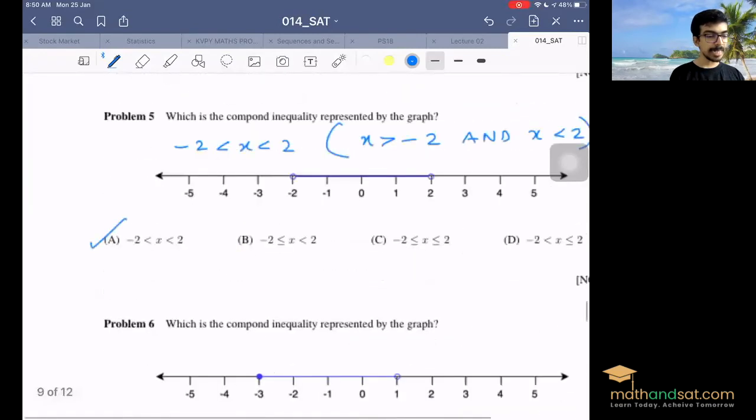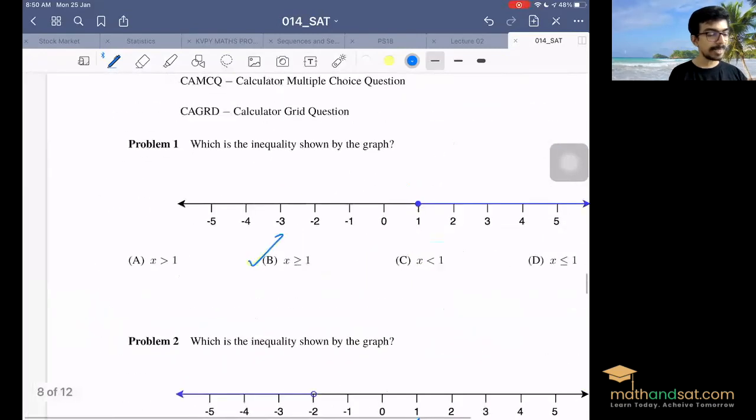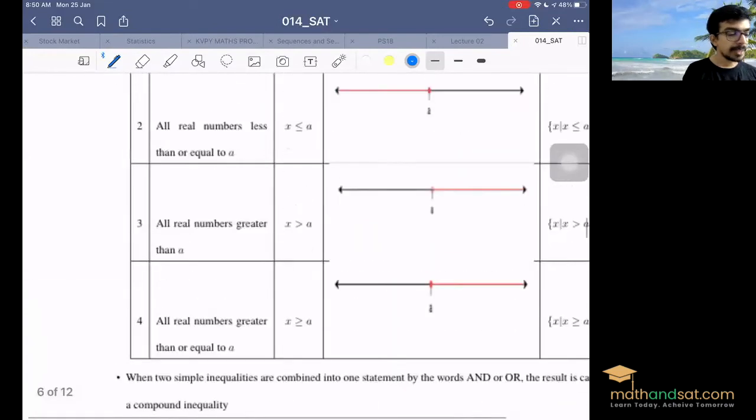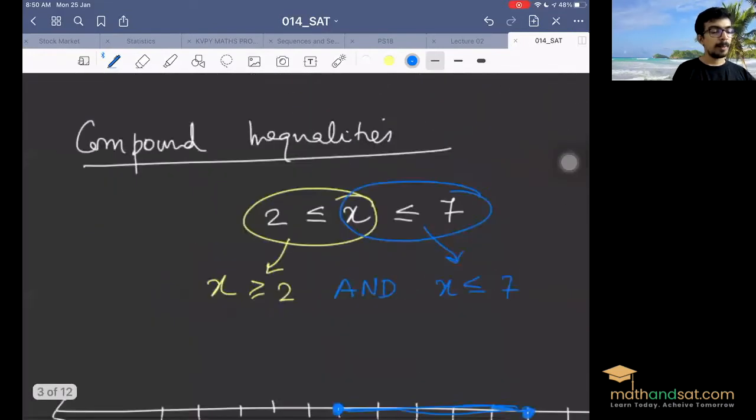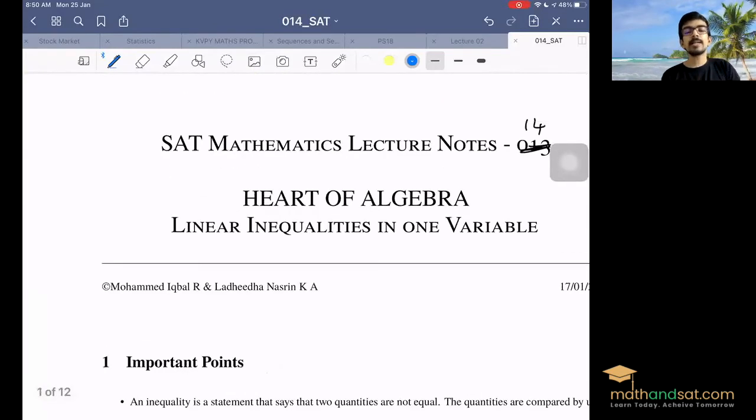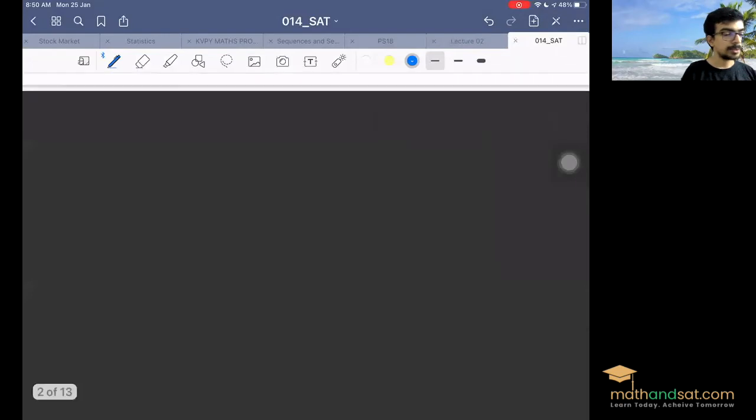So I have already shared the sheet with you, but I updated this. I'll just share the updated sheet. This is just basic idea, but the main idea is actually about solving the linear inequalities. So how do you solve a linear inequality? Solving linear inequalities.